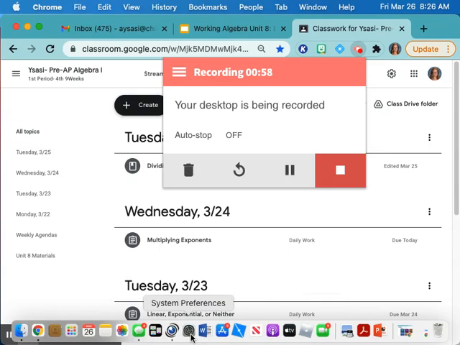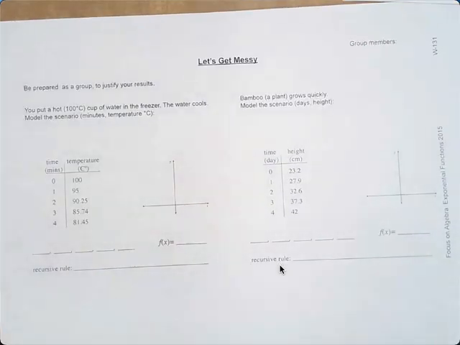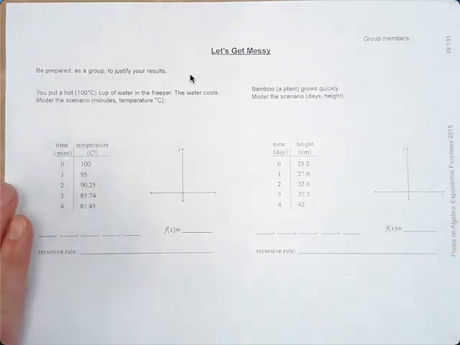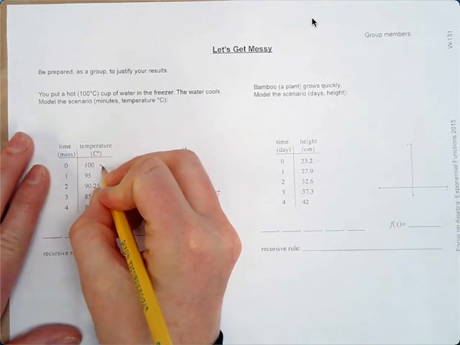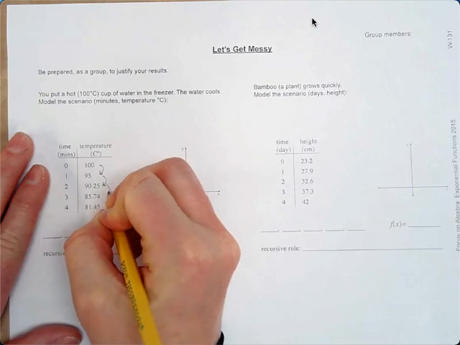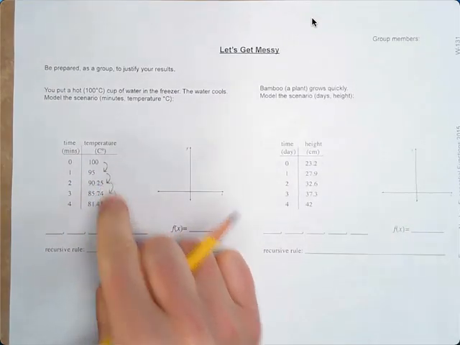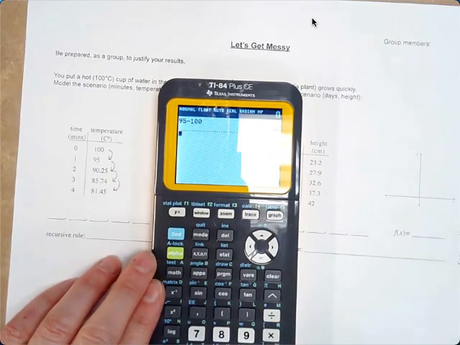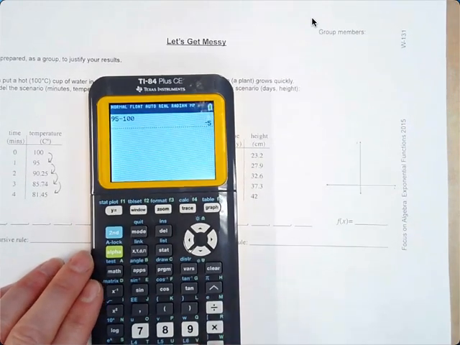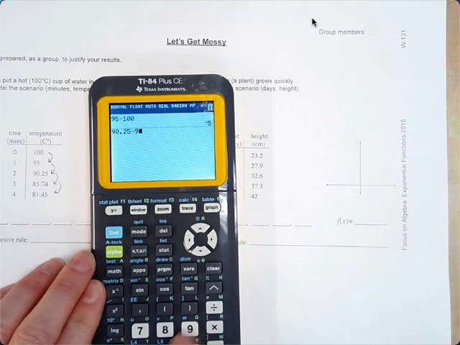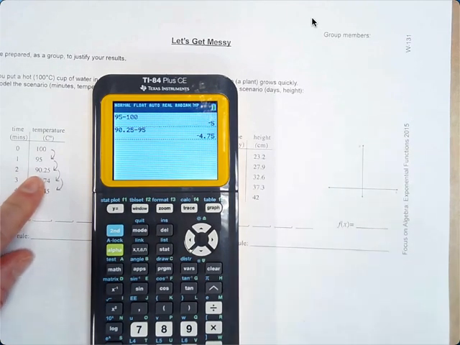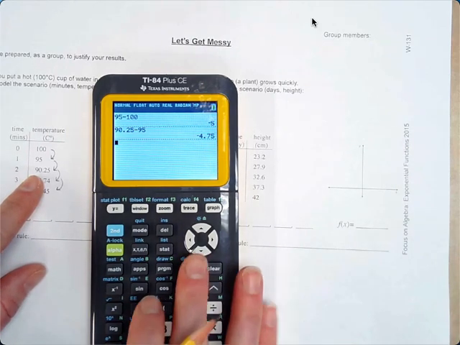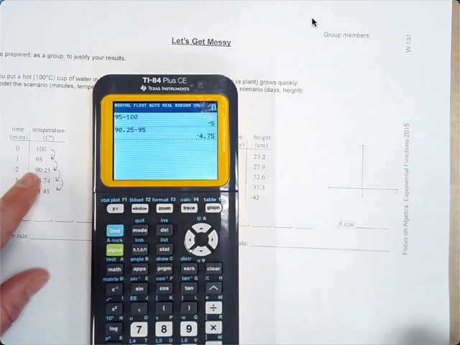Okay, so let's look at the Let's Get Messy. Some questions that you need to think about as you're going through this is, what is the change? So if you look at it and think about it as linear, you would do 95 minus 100, which is negative 5. It's subtracting by 5. Then if you do 90.25 minus 95, subtracting by 4.75. That tells me right away that it's not linear because it's not adding or subtracting by the same number. So if it's not linear, then we need to look and see what else it could be.